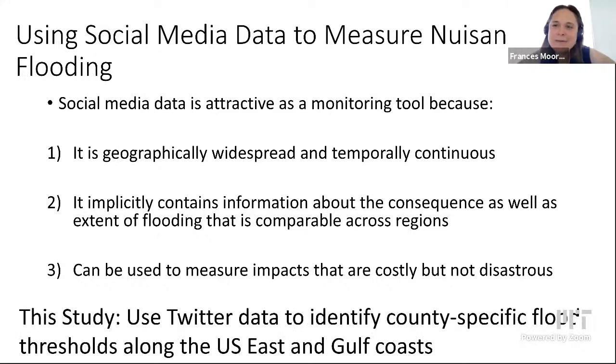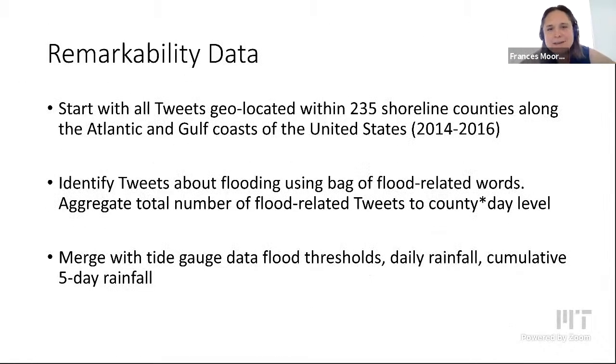And so what we're doing here, in this study, is using Twitter data to identify county-specific flooding thresholds along the US East and Gulf Coast, and then comparing them to what you might estimate given the tide gauge network. It's a methodological development paper. And so what do we start with?